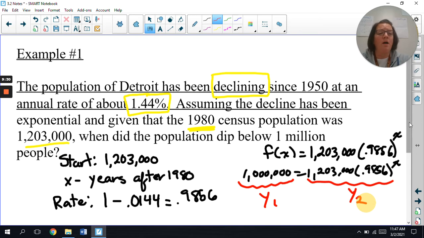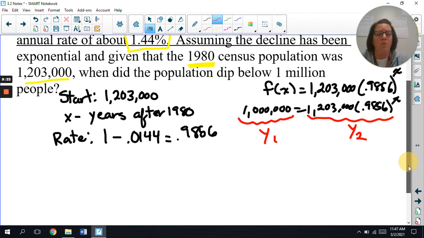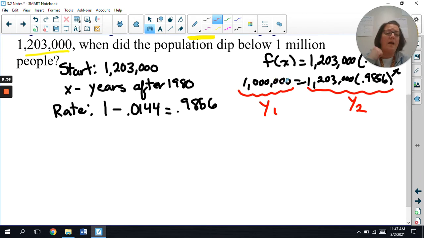But for your y values, remember the 1 million in Y1 is a horizontal line, so your Y max will have to be bigger than 1 million. It's declining, so it doesn't have to be much bigger, but you should have it at least 1.5 million, I would say. Okay, go ahead, pause the video, and see if you can come up with your answer.